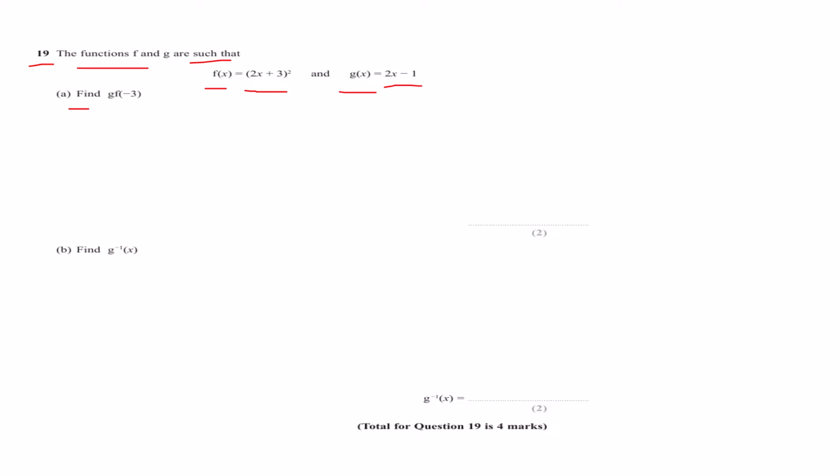Part A, find gf of minus 3. So let's work out f of minus 3 first. So this is obviously composite functions involving numbers. So subbing in x is minus 3, we're going to have 2 times minus 3, and then plus 3. Obviously, we're going to be squaring this whole thing.